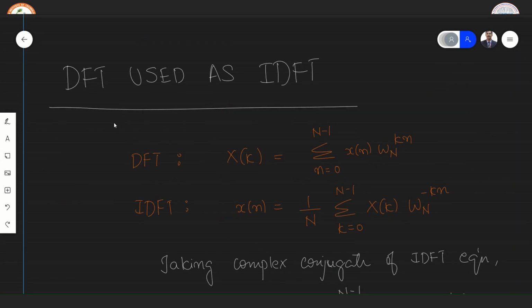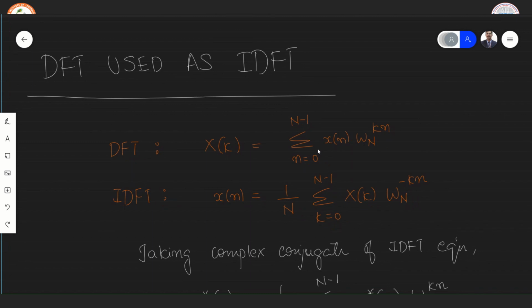Let us consider the case wherein the DFT can be used for calculating the IDFT. First, we examine the equation of DFT and IDFT. We find that DFT and IDFT are structurally similar to each other. The input x of n in a DFT is changed to X of k in the case of IDFT. The twiddle factor Wn to the power of kn is replaced by its conjugate, which is Wn to the power of minus kn in this case. The additional thing which we have is the multiplication with 1 by N.